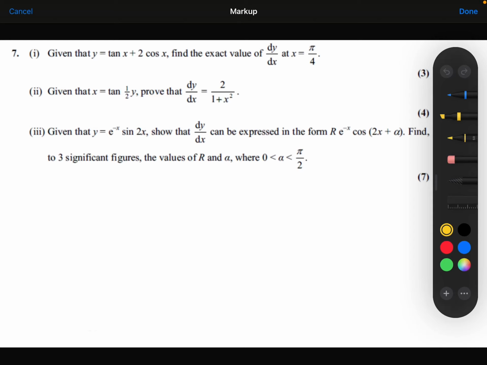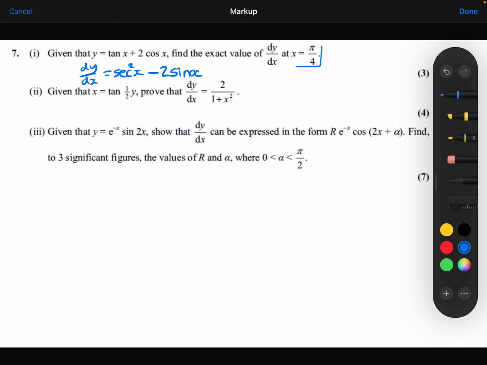Part I. Given that y equals tan x plus 2 cos x, find the exact value of dy by dx when x is pi over 4. So let's differentiate this. So we'll get dy by dx. The tan differentiates to be sec squared, and cos we know differentiates to be minus sine. So 2 cos x will differentiate to be minus 2 sine x.